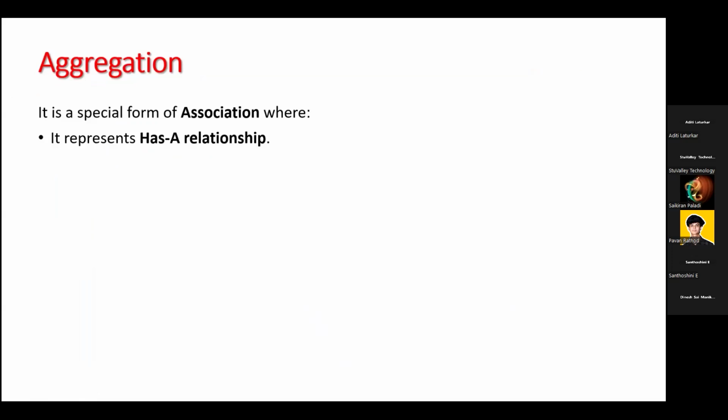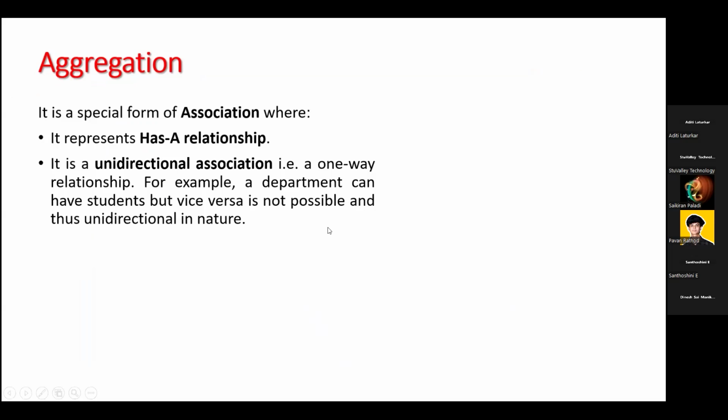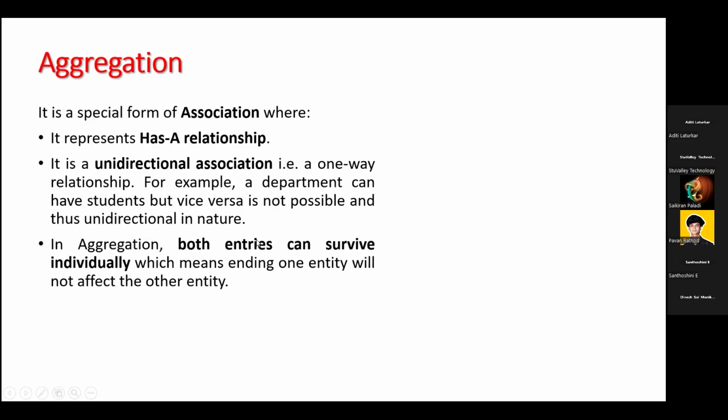We will see that through aggregation or composition. In association, this is the special form. It represents the has-a relationship. It is always a unidirectional association, that is, a one-way association. From one class to another class, there is always a one-way relationship. For example, a department can have students, but vice versa is not possible, and thus it is unidirectional in nature. Both entities can survive individually, which means ending one entity will not affect the other entity.